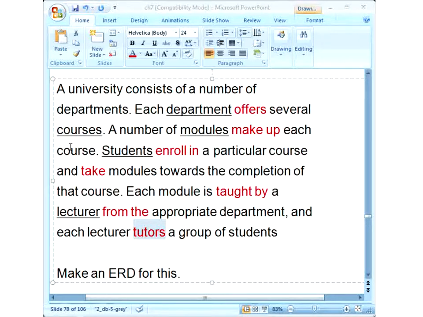And after identifying these, you model these relationships in the diagram. For example, if you talk about department and courses, you said each department offers several courses. So it means there is a relationship of offers between the department entity and the courses entity.